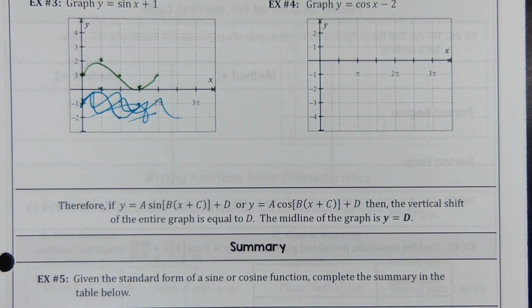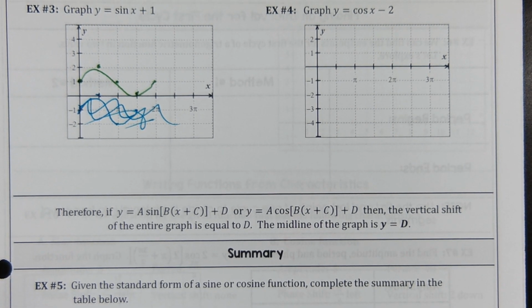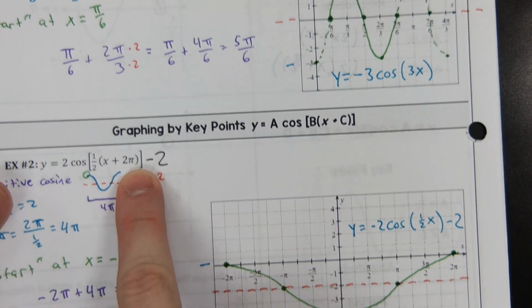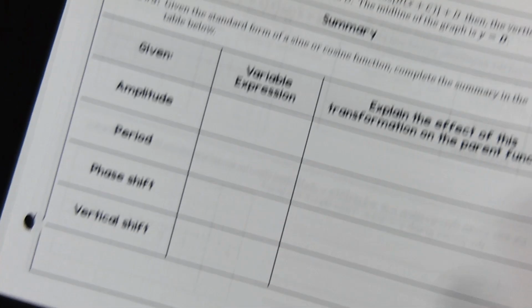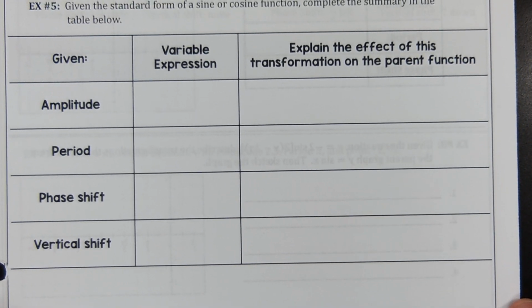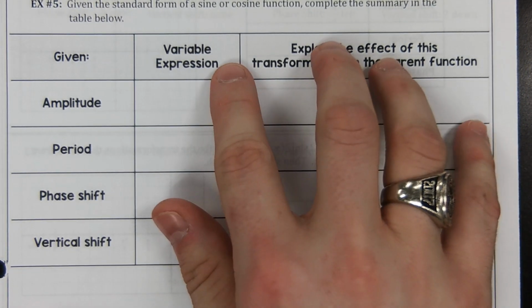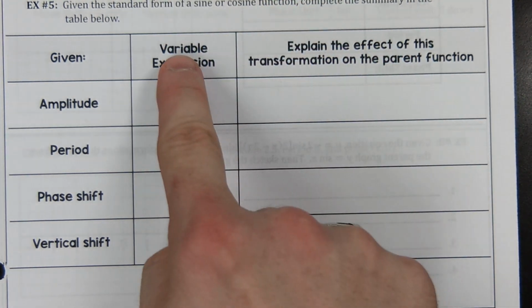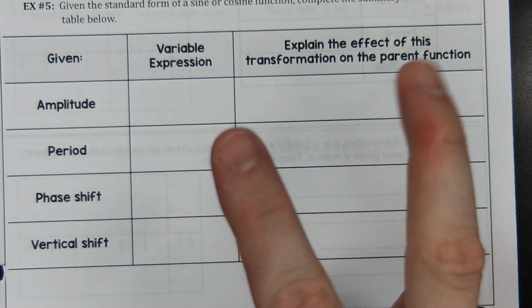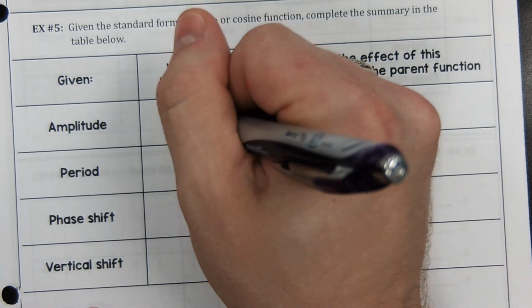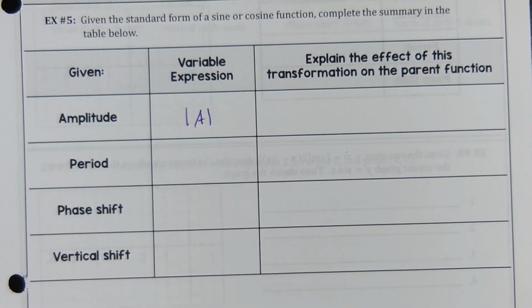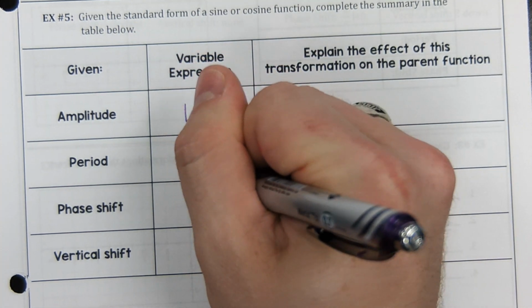What I want to do is get to the ones that are chock full of transformations, like that one. And I want to get to writing the equations of said functions. This is just so you could write down the formulas for stuff. The variable expression of the amplitude, that's going to be the absolute value of A. And the period, that's going to be 2 pi over absolute B.